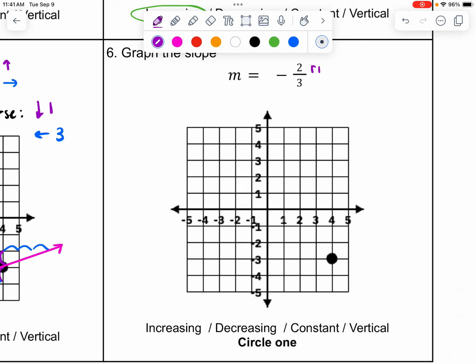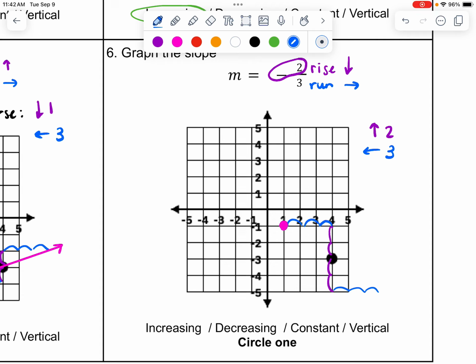The rise here is the number 2, and the negative is always part of the top. It's never part of the bottom. The 3 is the run. So that means I'm going to go down 2 and then right 3. But if I try to do that on this graph paper, there is not enough room to go to the right. So I'm going to need to reverse my slope. In other words, I'm going to go up 2 and then left 3. If I go up 2 and then go left 3 boxes, I end up here.